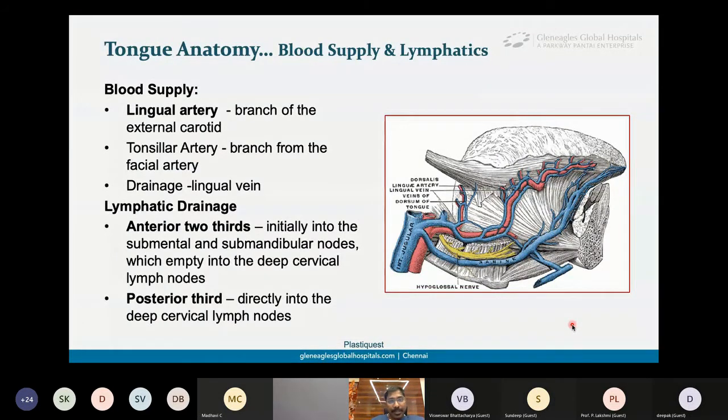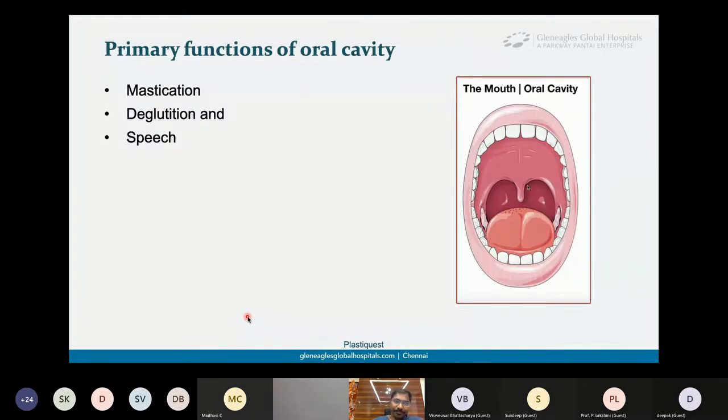And blood supply: the main blood supply is by the lingual artery, and the posterior-most part is supplied a little bit by the tonsillar artery, and the drainage is by the lingual vein. Lymphatic drainage: the anterior 2/3 is by the submental and submandibular, that's the level 1 nodes, and the posterior 2/3 is the deep one. But in the tongue that can skip, but the majority follows this way.